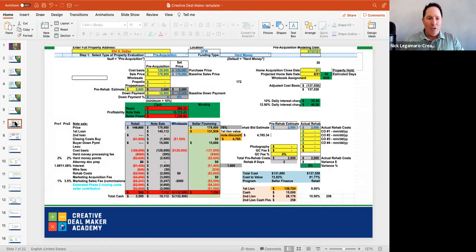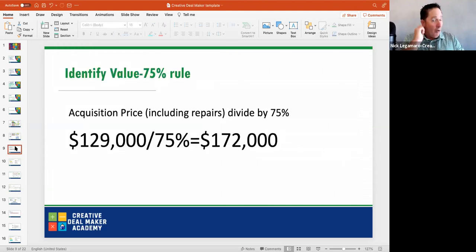Actually, the very first thing before I do the model is I run a quick test. I want to know what the value is, like what I can sell it for. Here's my acquisition price of 129. I take that acquisition price and divide it by 0.75, by 75%. What that tells me is what I would need to sell this property for for this model to work. And I don't know if 172 is a good exit price or not. We're going to show why it is on the next couple of slides.